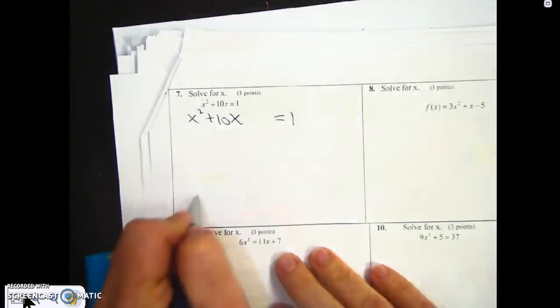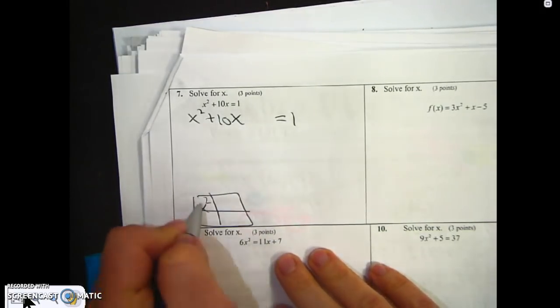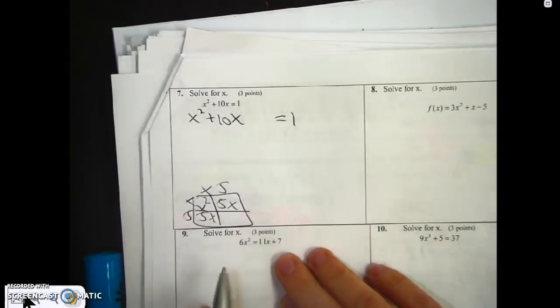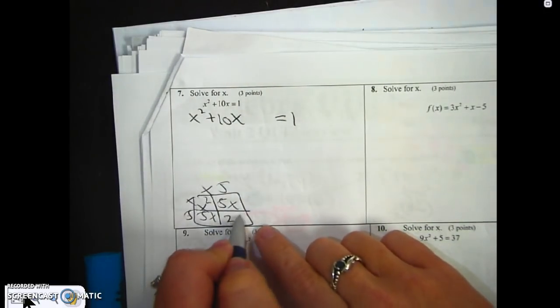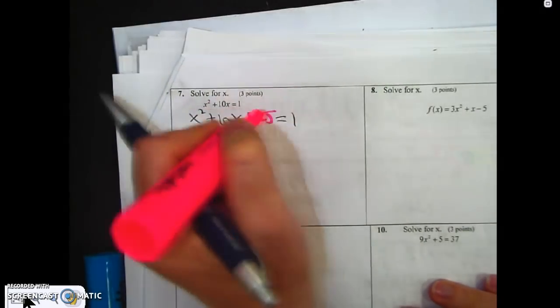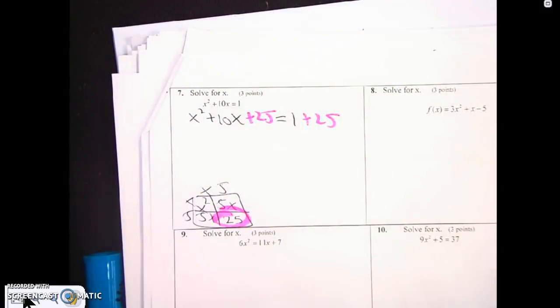So number 7, I can do any way that I want to do it. I can solve it by completing the square, which is how I will set it up. I will show you other ways if that's what you want to do. So make your box. Half of 10 is 5. X, 5, 5. 5 times 5 is 25. So I take that 25, I add it here, and I add it here.